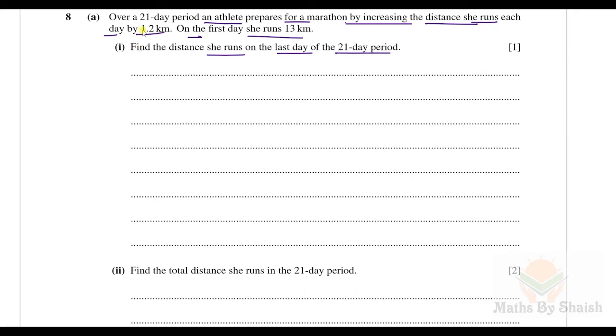So initially she has started with 13 km and it is increasing by 1.2 km on a daily basis. So it is an arithmetic sequence, you can say. Here, a is given as 13 km and d, which is the regular interval being added, is 1.2 kilometer, and we need to find the distance she runs on the last day, that is n is equal to 21. So we need to find u21, that is, on the 21st day what is the distance she has traveled.